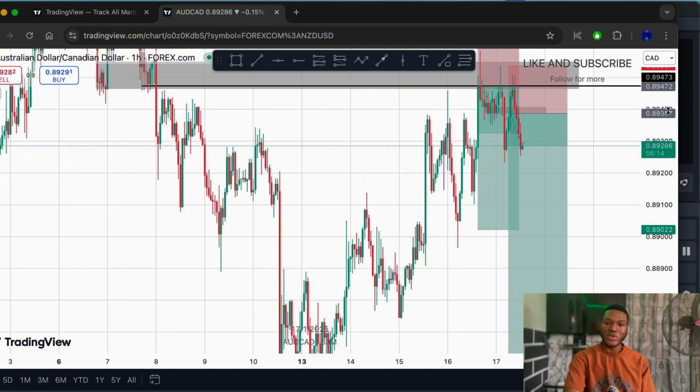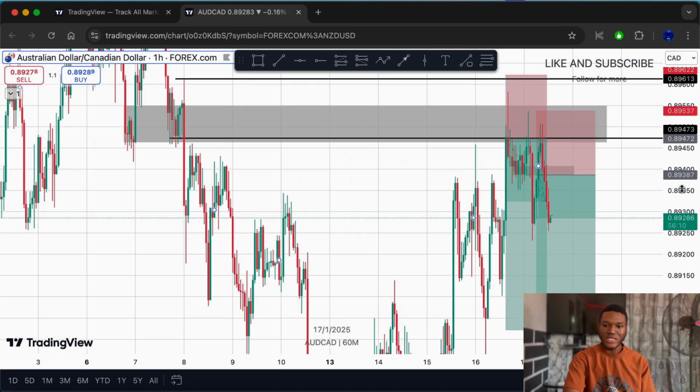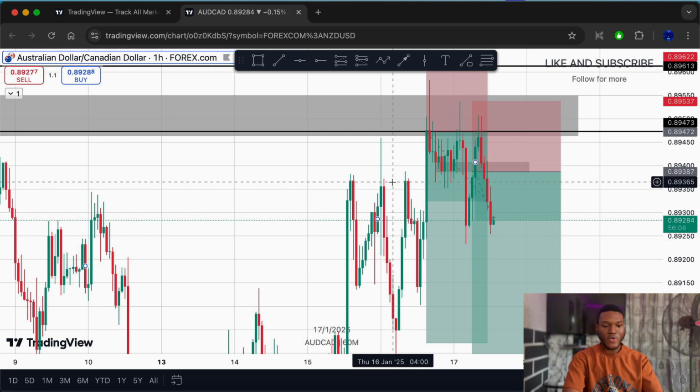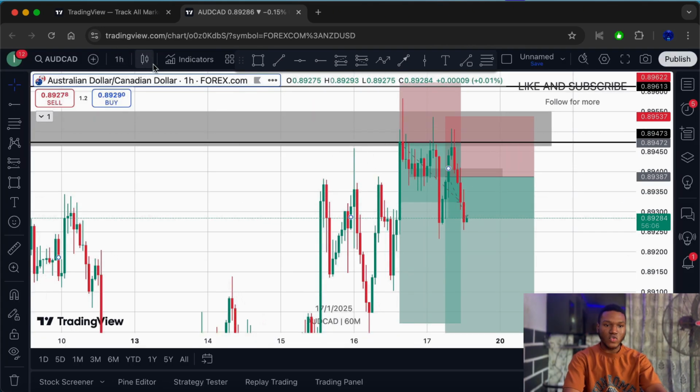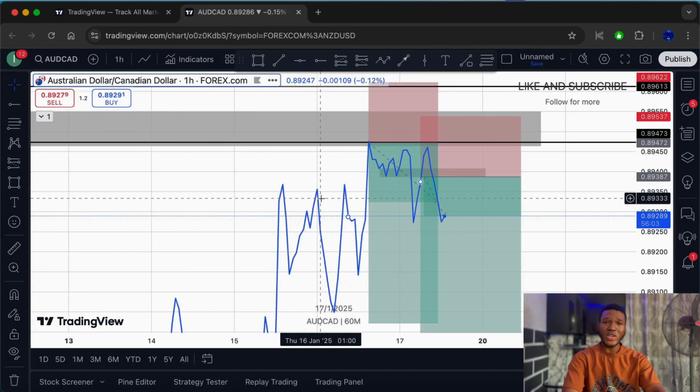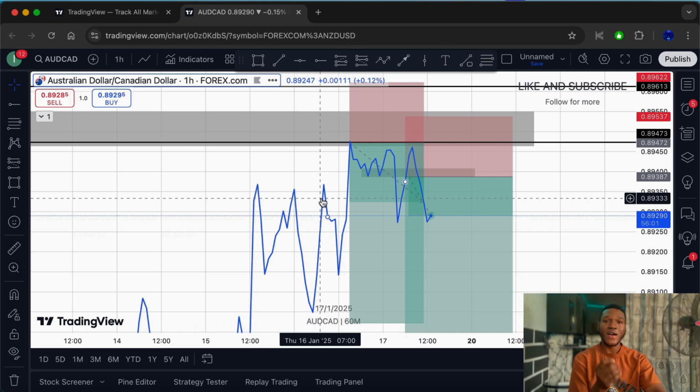Then the second entry was this morning. Once price, as you can see, if I go to my line chart right now, I've actually explained how I trade setups like this in my previous video. So if you want to understand how to take setups the way I take my setups, make sure you watch my previous video, because there's a lot of knowledge in those videos.